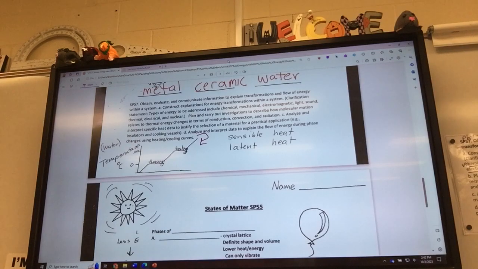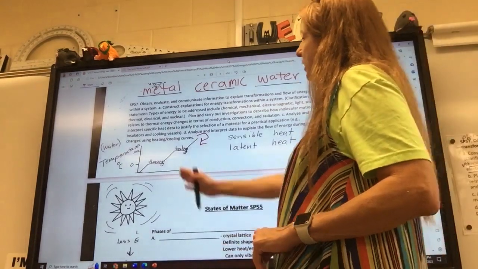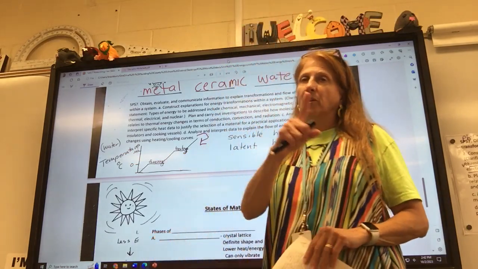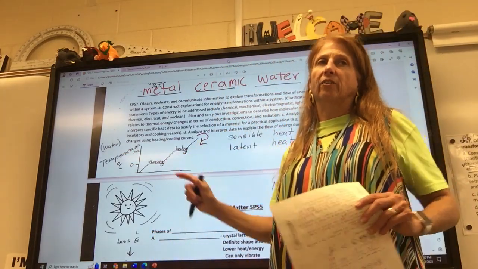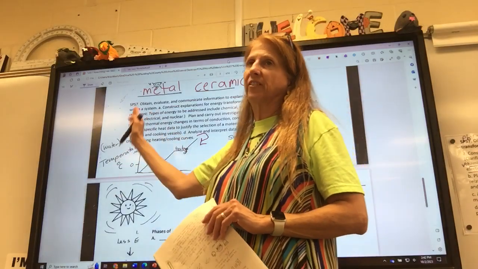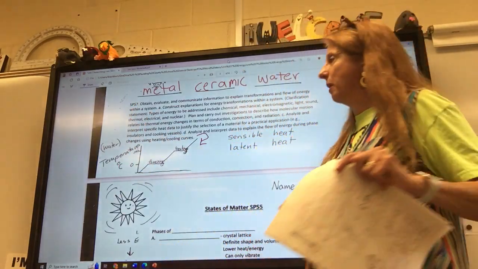Okay, so that thing is a heating and cooling curve. We have temperature over here and heat over here, and remember they're not the same thing. Heat is all the energy, kinetic and potential. Temperature is the average kinetic energy of the motion of the molecules.